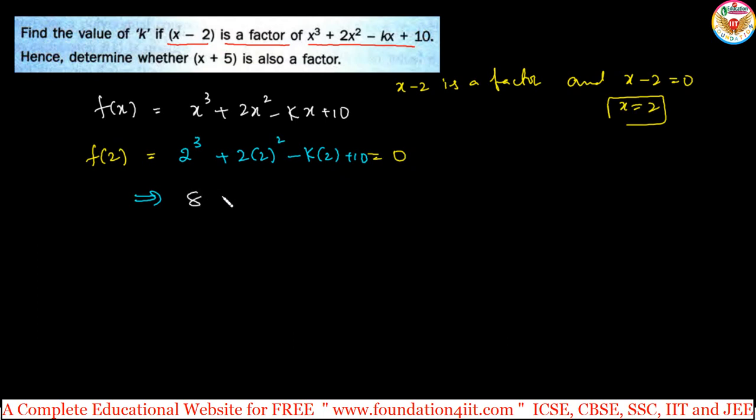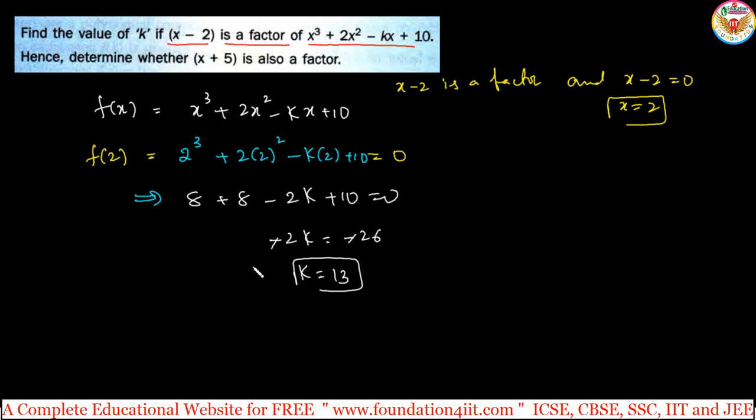Next one, plus 2 square is 4, 4 twos are 8. Minus 2k plus 10 is equal to 0. Right? 8 plus 8, 16 plus 10, 26. So minus 2k is equal to minus 26, take the other side. Then k is equal to 13. Minus minus cancel, 26 by 2. So the k value is 13 now.